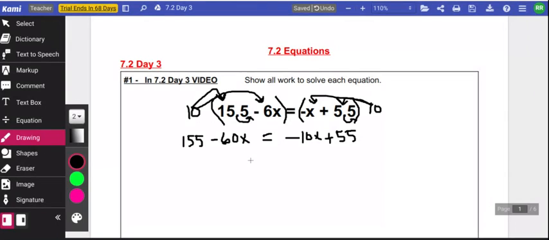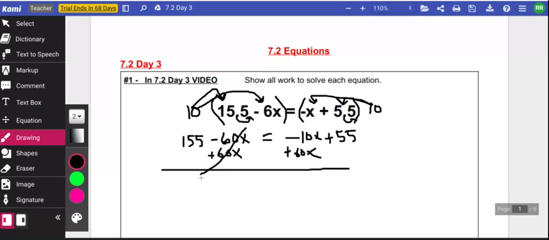And so I continue following the 5 steps. After I eliminate parentheses, step 2, I combine like terms. I look on the left, no like terms. I look on the right, no like terms. Step 3, get the variable on one side. Let me get the x term on the right side so that it's positive. To undo subtraction, I use addition. So I'm going to add not 60, but 60x, right? I add 60x to both sides.